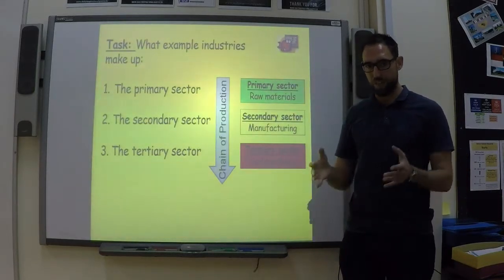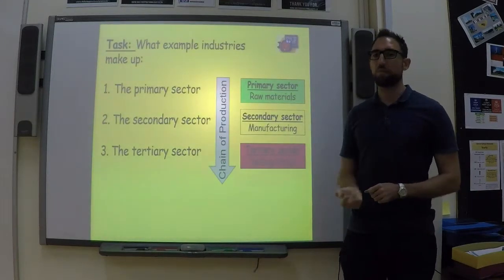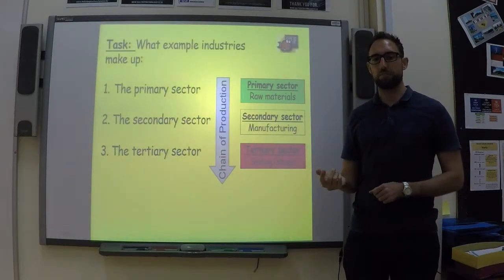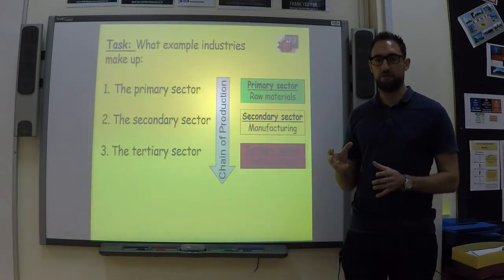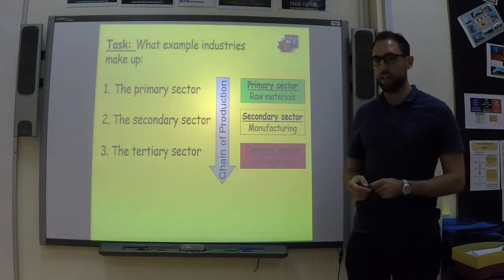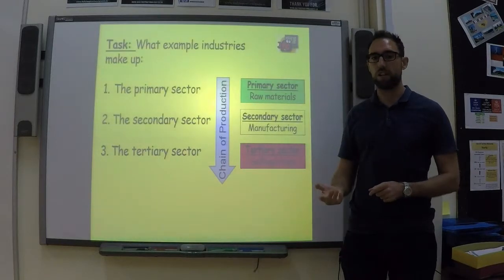The primary sector is basically the sector that takes the raw materials from the ground. So if your business gets something out of the ground, takes something from the earth, then you are in the primary sector. The secondary sector is manufacturing. So they're actually making a physical product into something.